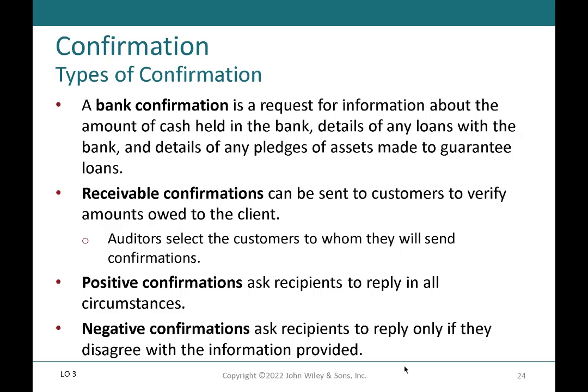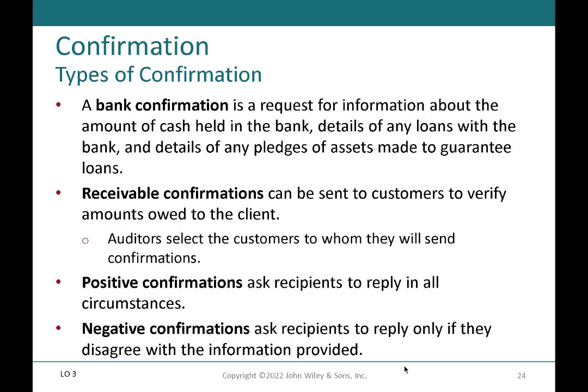So maybe we send out a confirmation to a customer and we say, okay, well, we see here that you owe $20,000. If that's the case, you don't have to reply. But if that's wrong, if you don't in fact owe $20,000, please let us, the auditor, know. All right, that's an example of a negative confirmation. Negative confirmations are used sometimes with receivables, but only in very specific situations. So typically, auditors use positive confirmations.